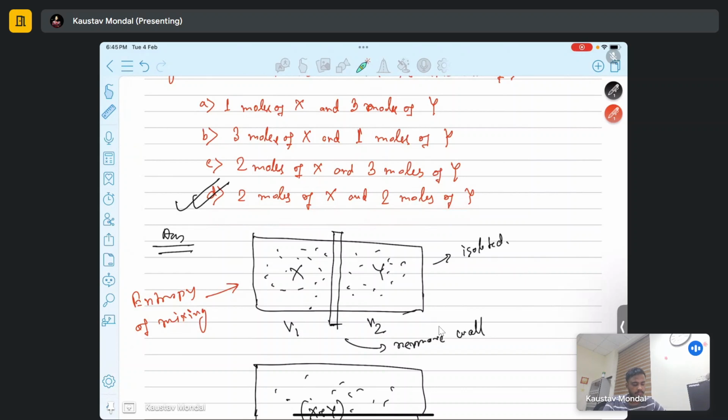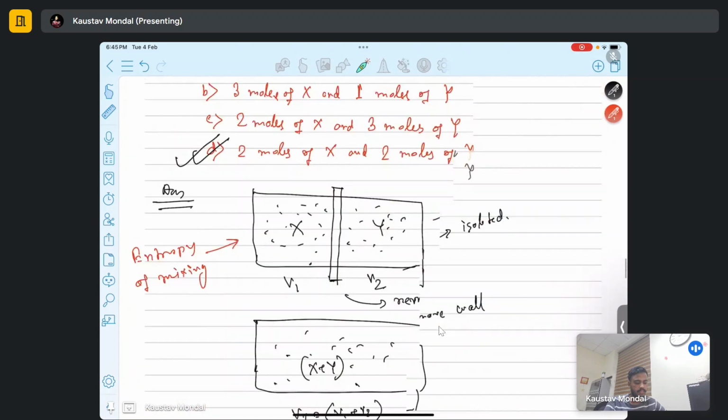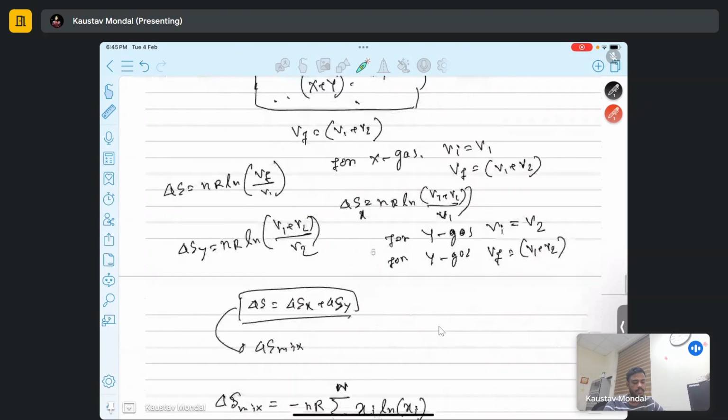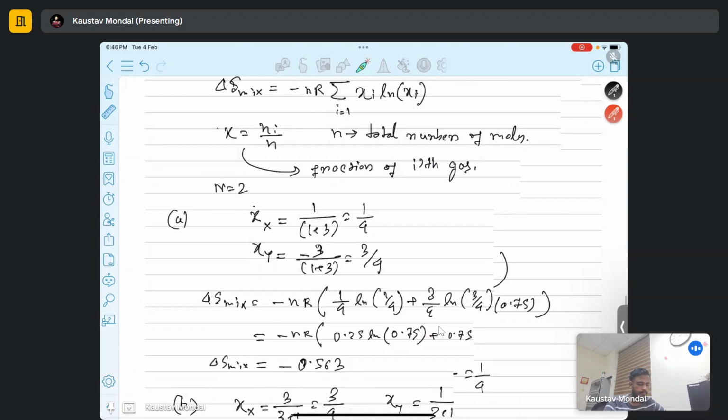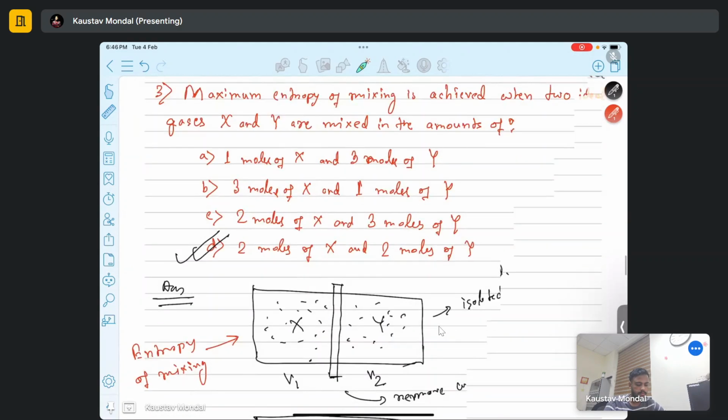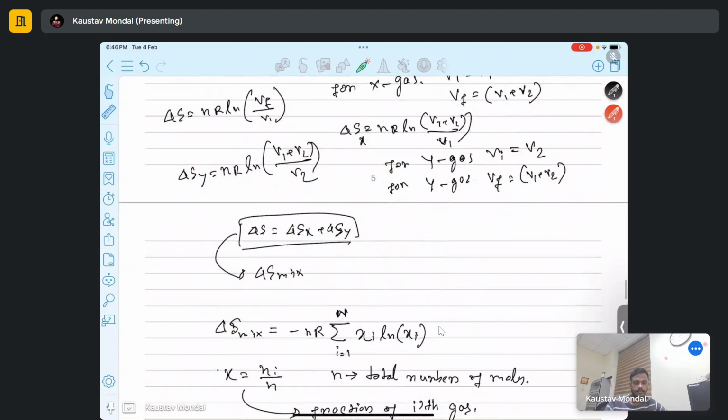Even if you see option C, the total amount of gas is higher for option C, but we still get the correct answer as option D, because here an equal number of X gas is mixed with an equal number of Y gas. This is one of the important phenomena that we are seeing here: when an equal amount of X gas is mixing with an equal amount of Y, we get the maximum change in entropy. Okay, so this is problem number 3.